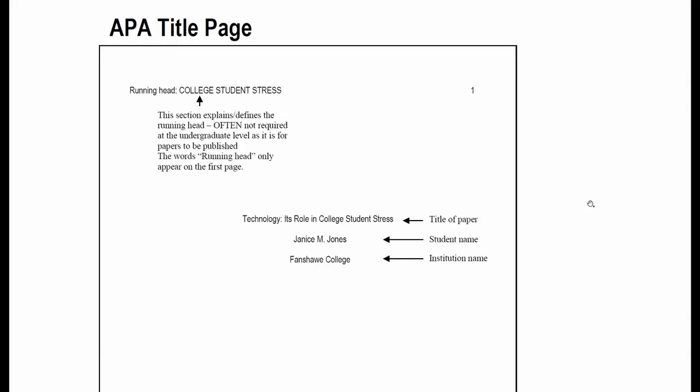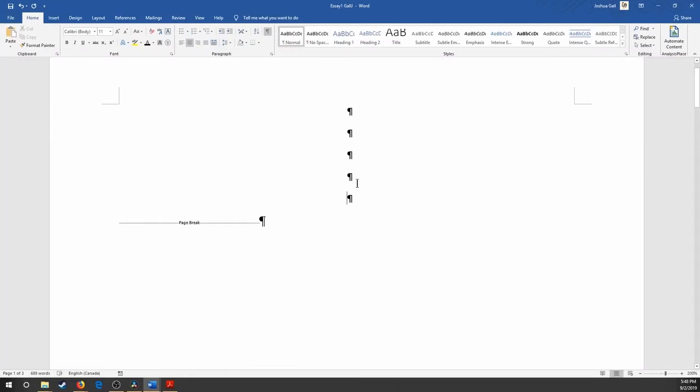Now let's go back to our Learning Center APA guide. As you can see, when we create a title page in APA, we need a running head followed by the title of our document, the title of the paper, our name, and Fanshawe College. We also need a page number in the top right corner. Now, returning to our document, let's begin with our name. The title of our document, and the name of the institution.